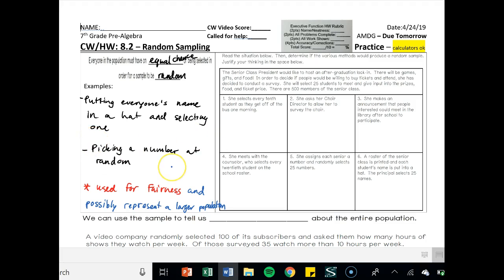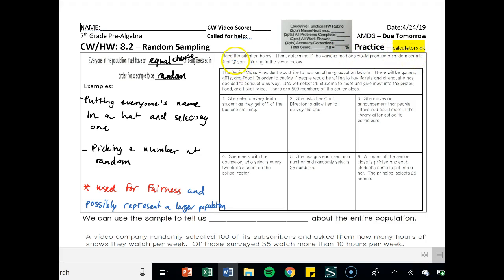Pick a number at random. Every number has an equal chance because there's no repeats in the number. Random samples are used for fairness and usually, possibly, to represent a larger population. So let's read the situation here and then determine if the various methods would produce a random sample.